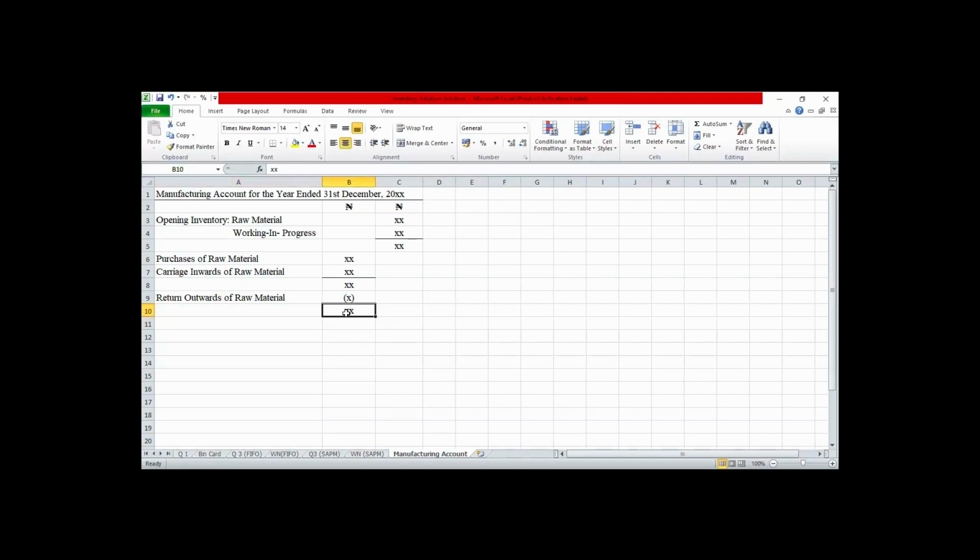Now, this figure we have here, we need to add it to what you have here. When we add it to the old stock that we have, then we have what we call cost of raw material available for production. We are not done yet. Why? We now need to come on board with our closing stock at that point.